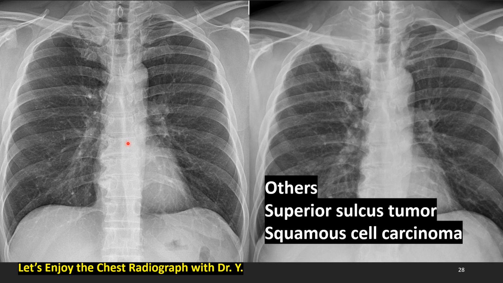Superior sulcus tumor is very important because, as you see here, it is very, very hard to find out what's wrong here. We used to miss it; it is not easy to find the lesion pathology. That's why superior sulcus tumor and the owl's eye should be memorized.